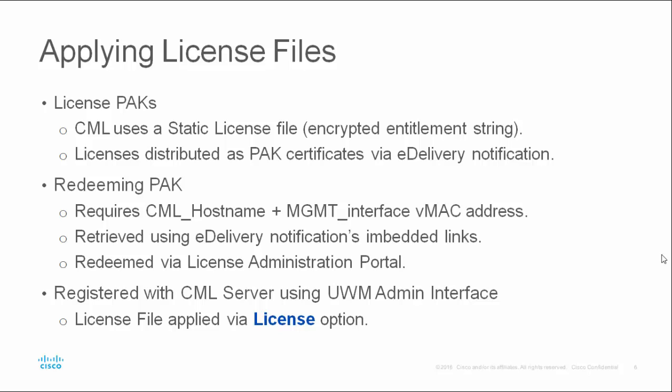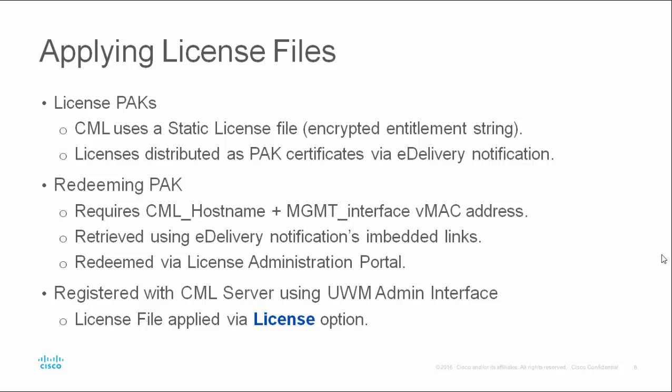www.cisco.com/go/license. When we completed the OVA template import, one of our verification steps was determining the MAC address associated with the virtual machine's ETH0 interface. Alternatively, we could extract the same information through the UWM's licenses/register licenses option. With the MAC address and the hostname information, we can now redeem the PAC certificate received with our original e-delivery notification. Completing the PAC redemption process will trigger an email containing the license file.